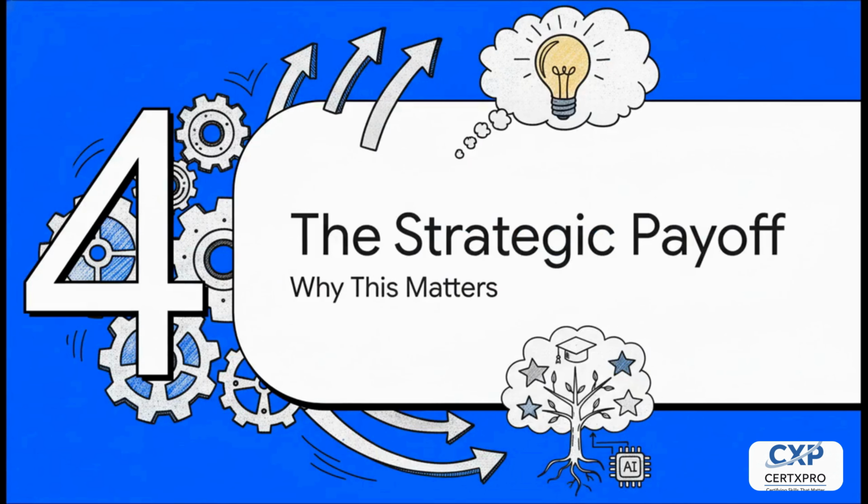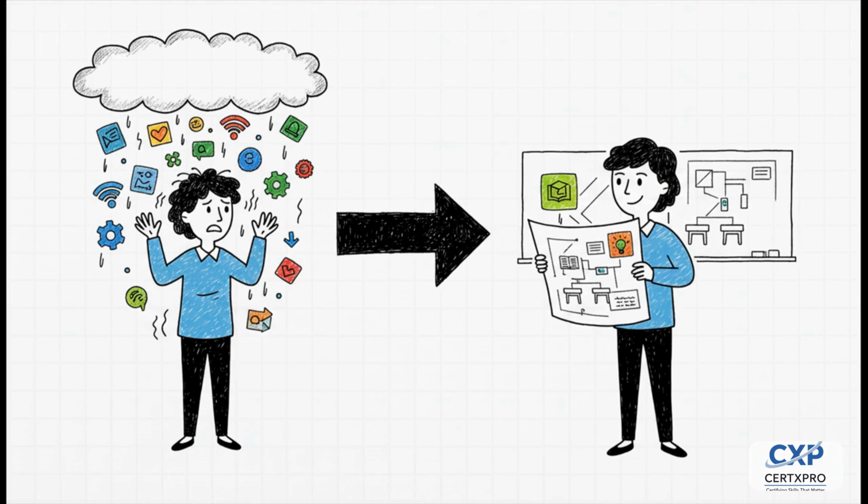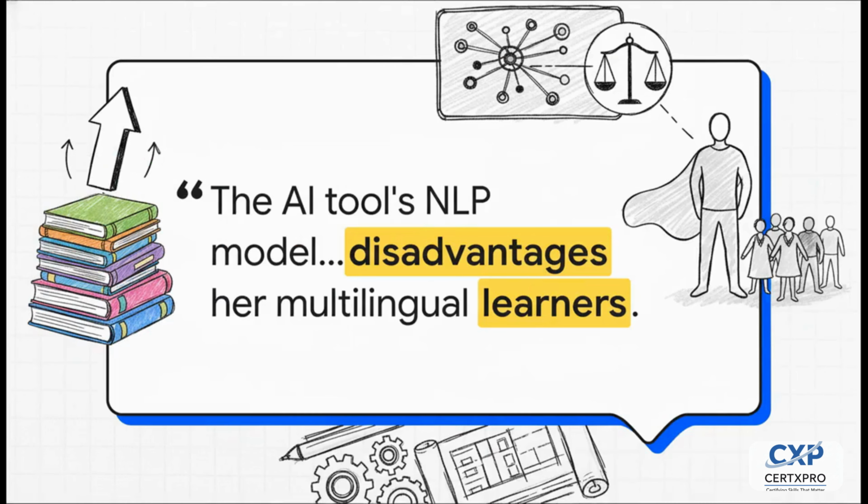So after all this work, this needs-first strategic approach, what's the big payoff? What's the ultimate benefit of doing all this thinking up front? The payoff is huge. You are no longer just a passive consumer of whatever technology gets handed to you. You become a professional designer, a strategic architect of learning experiences. You're using these powerful tools with real intention and expertise. It's all about agency.